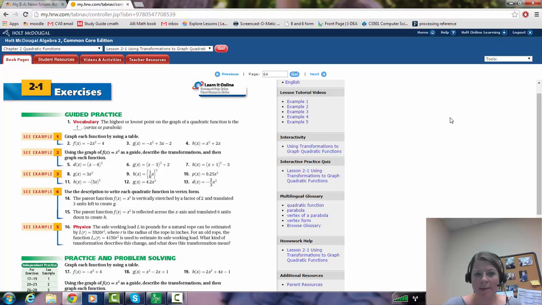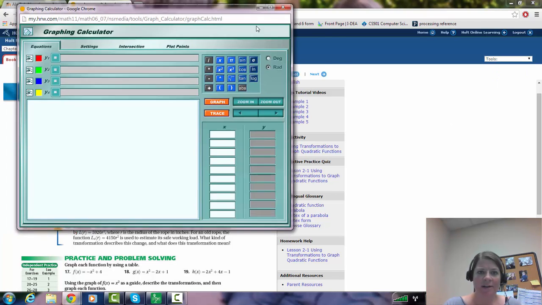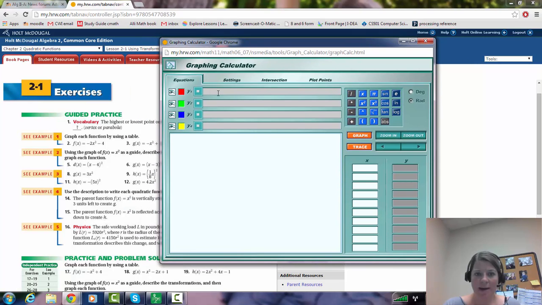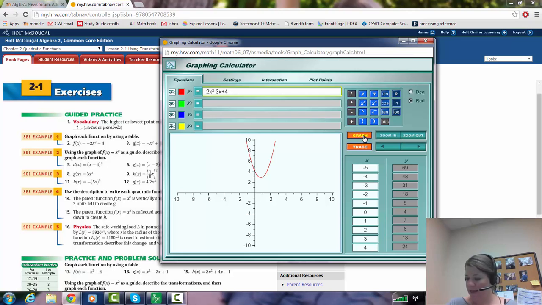Okay, so I'm going to go over here to Tools, and I'm going to go to Graphing Calculator, and here's what it looks like. So I'm going to put in the one I just made you do. So 2x, here's our squared, minus 3x plus 4. Notice it says y equals already. You have to have it in the form y equals, and we don't add that in. Graph. Ta-da! Doesn't that look similar to the graph we just did?